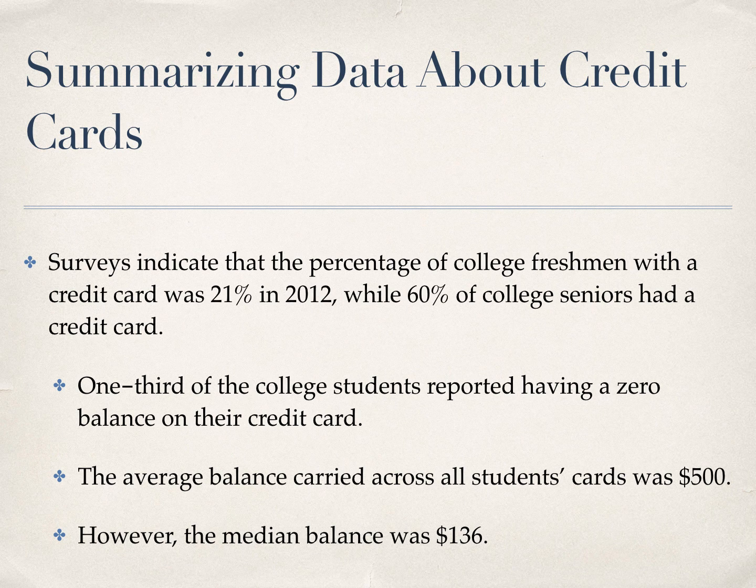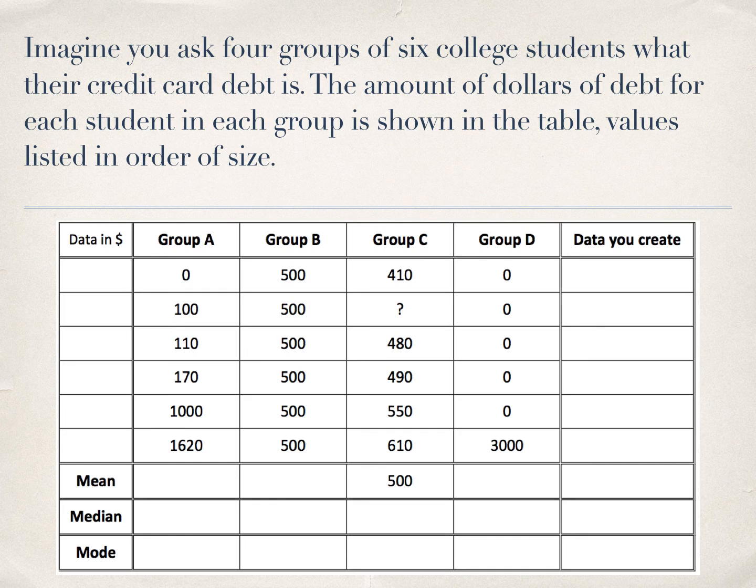So that's a lot of information, but what does that really tell us? Well, let's look at some numbers and see if we can make some sense out of this. Imagine you ask four groups of six college students what their credit card debt is. The amount of dollars of debt for each student in each group is shown in the table, values listed in order of size. So, for example, group A: the credit card debt for each of the six students is listed in order of size, from one student who has no debt to another student who has $1,620 in debt. Group B, there are six different students now, and they all have the same exact amount of debt, $500.